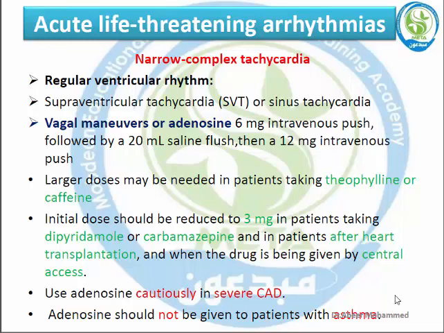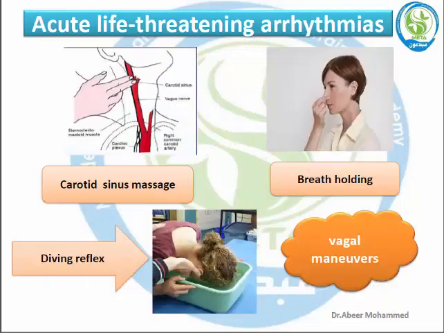Vagal maneuvers we can see here. The vagal maneuvers are either carotid sinus massage, or breath holding, or the diving reflex, where the patient dips his face in water. These are the vagal maneuvers.